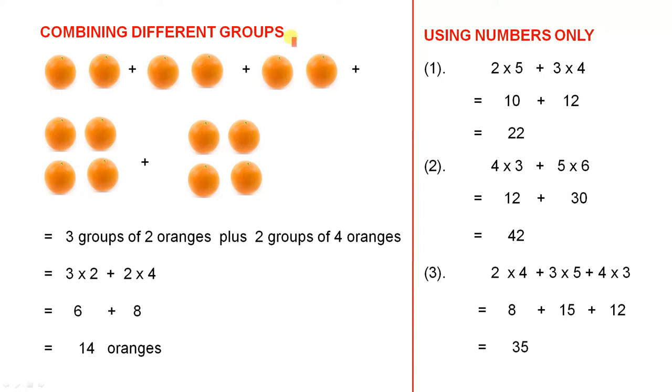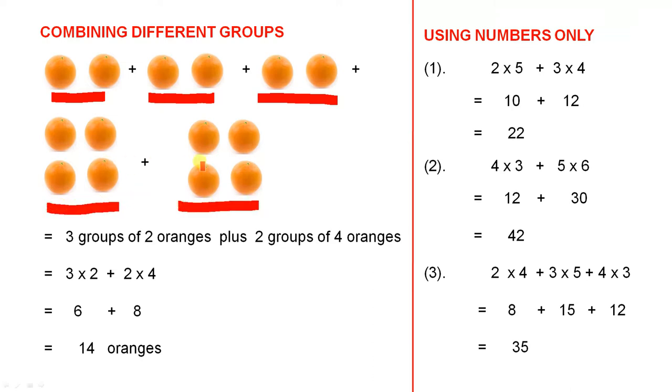Combining different groups. So we can do the same thing with different groups. Let's have a look what we have here. 1 group, 2 groups, 3 groups. So we have 3 groups there. Each group has 2 oranges. Look what we have here. 1, 2. We've got 2 groups here, and each group has 4 oranges. So 3 groups of 2 oranges plus 2 groups of 4 oranges. 3 times 2 plus 2 times 4. 3 twos are 6. 2 fours are 8. 6 plus 8 gives you 14 oranges.